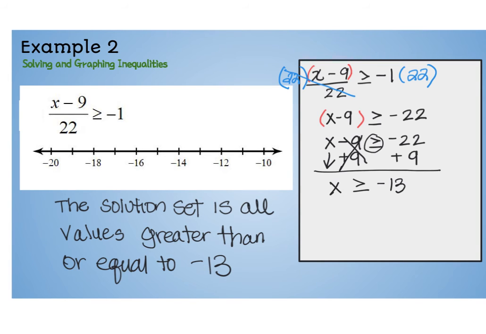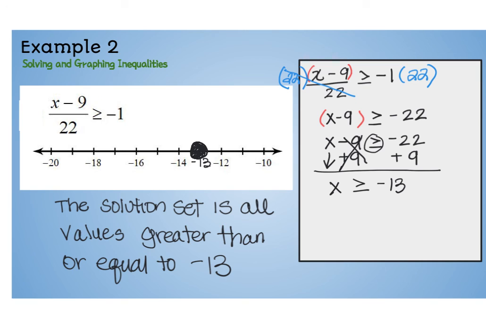So I'm going to go to my number line and I'm going to locate negative 13. So this is going to be my negative 13. And since x could possibly be equal to negative 13, that means it's included in the solution set. So I'm going to draw a circle around it, and I'm going to shade it in because it is included in the solution set.